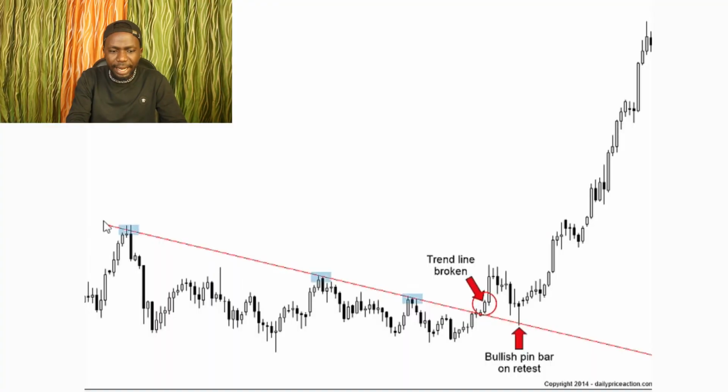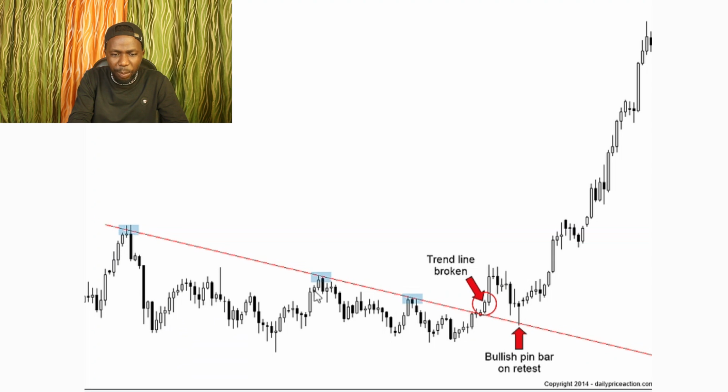Let me show you another example. In this example, you can clearly see that the market is going down, making lower high and lower low, lower high and lower low. So now the market is clearly in a down move. So you use a trend line and connect the highs. This red line is what we call a trend line. So use it to connect the highs.